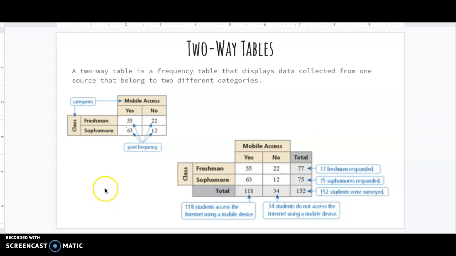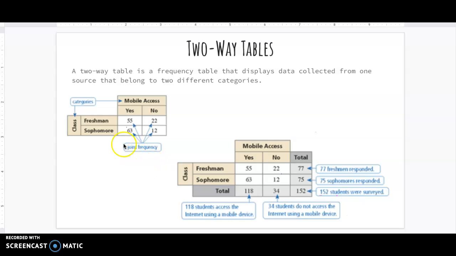Okay, so now we're going to talk about two-way tables. A two-way table is a frequency table that displays data collected from one source that belongs to two different categories. Again, it's just a way of organizing your data. So what you can see here, they're showing you your categories, and then they're really breaking it down. It looks like they did a survey of freshmen and sophomores concerning mobile access. So 55 freshmen have mobile access, 22 do not.